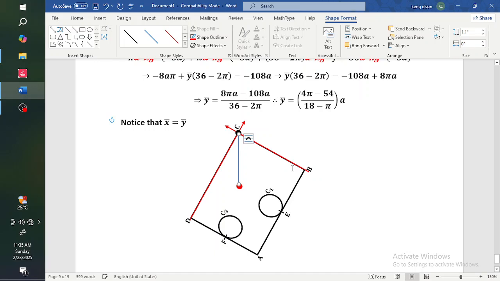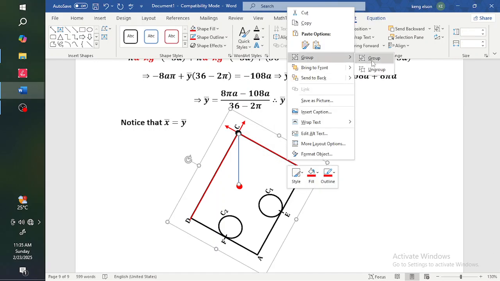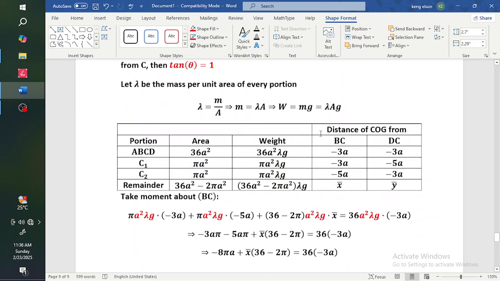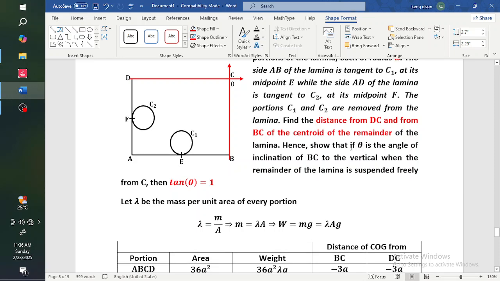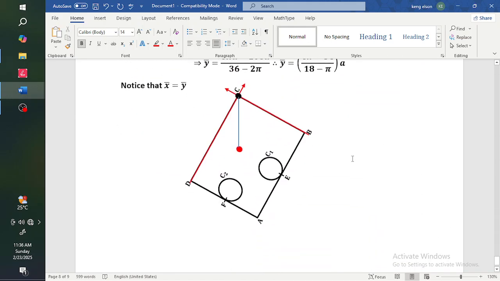So this line like this is purely vertical. Not purely vertical, but it's a vertical. Anyways, this line is a vertical. Now you see that the question asks us to show that if theta is the angle of inclination of BC to the vertical. So where is BC? This is my BC, okay? And where is the vertical? This is my vertical.